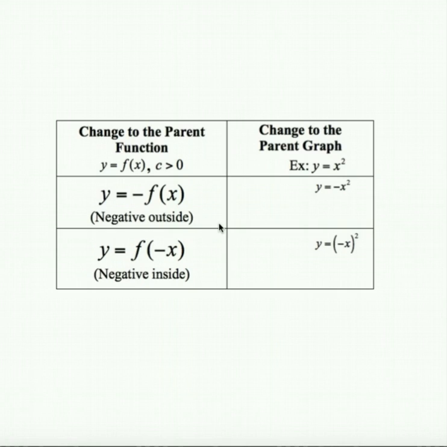The last 2 transformations we're going to discuss are reflection across the x-axis and the y-axis. So here, if you have a function and you have a negative on the outside, our example over here is y equals negative x squared. That negative out in front is going to reflect your graph across the x-axis. So we're going to reflect across the x-axis.